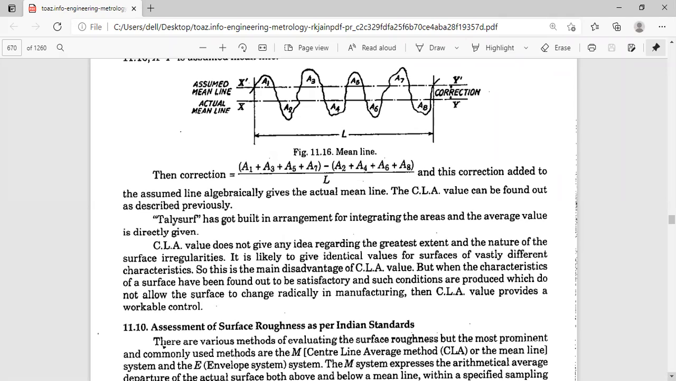Okay, so we will stop here. Tomorrow we will go for the uncovered portion of the syllabus, or the problems if you have them, on this topic like centerline average or Ra value, we'll try to cover. That may be useful when problems are asked in this unit or for competitive exams.